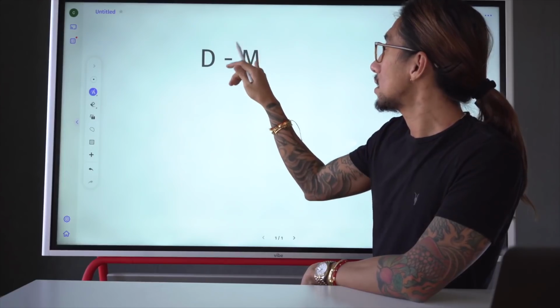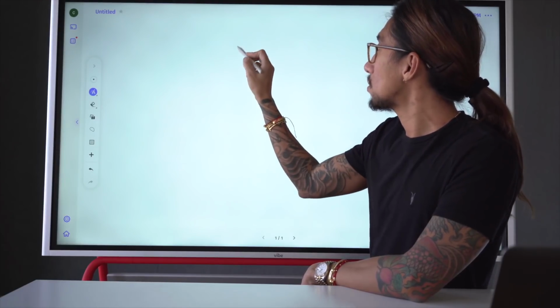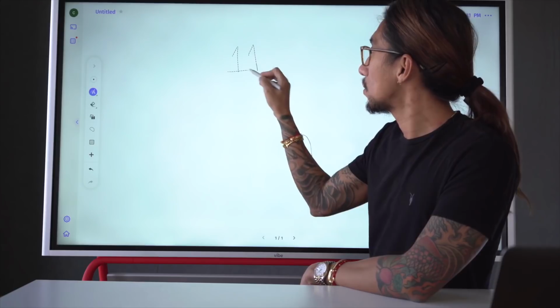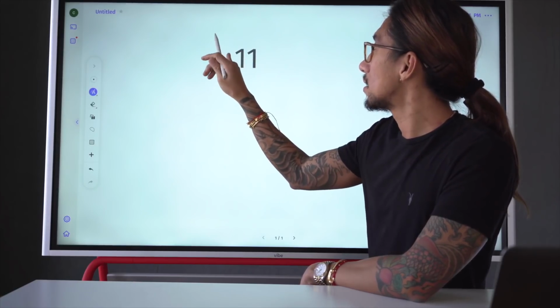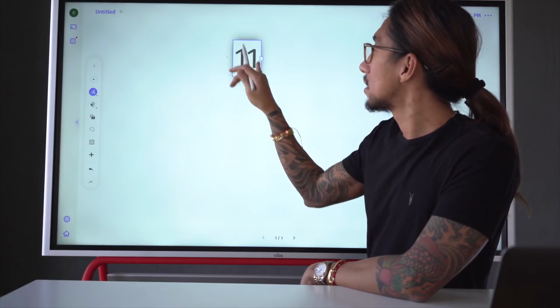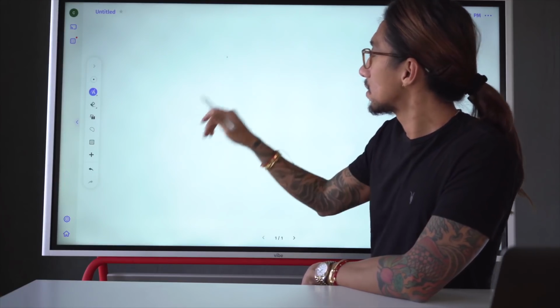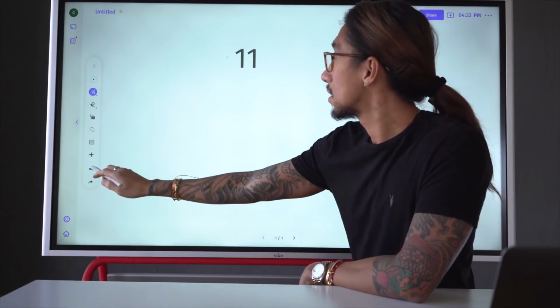Ah, it's not as intuitive, so I'm just gonna do 1 dash, tiny. Okay. Sorry, guys.